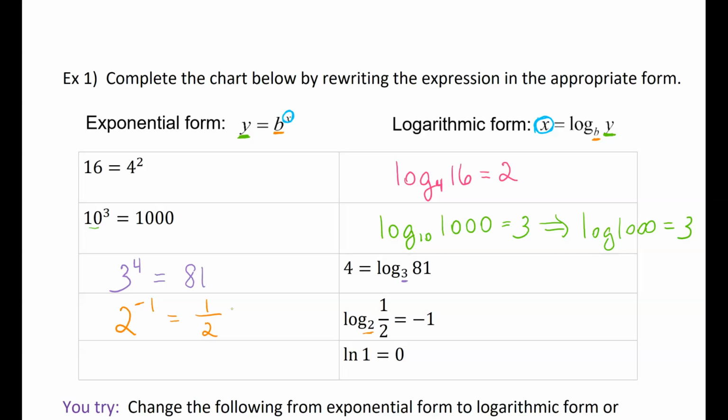And I included one more. Why did I include this one? Okay, because it has a base of e. So keep in mind that natural log is equal to a log with a base of e. So these two are equivalent. Again, we just use ln as the notation for it, but these mean the same thing.